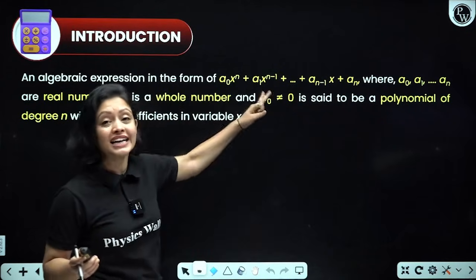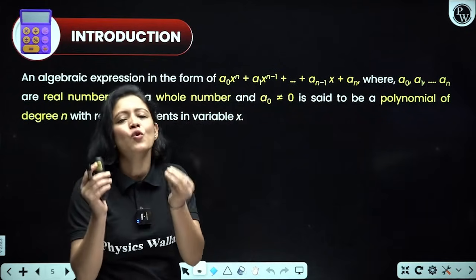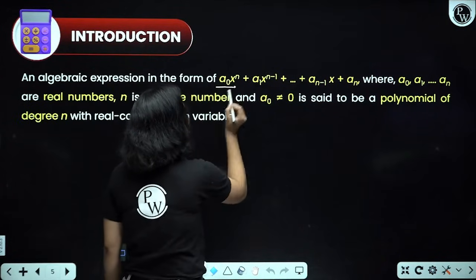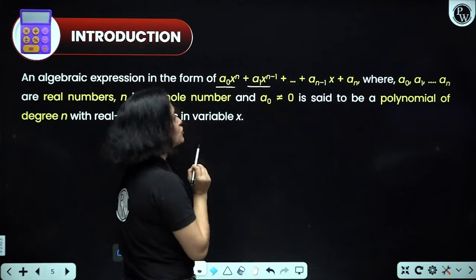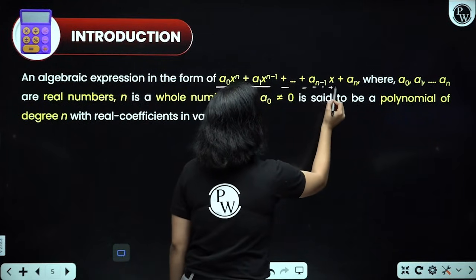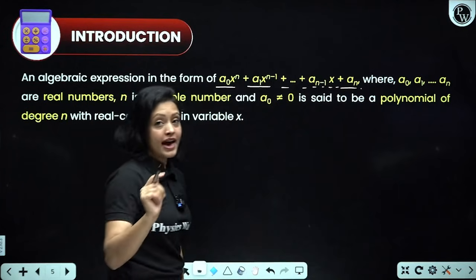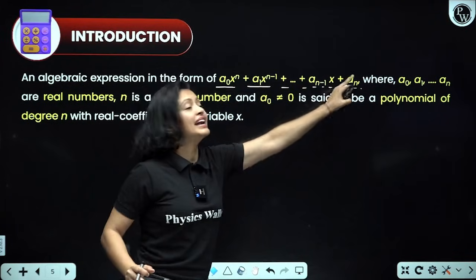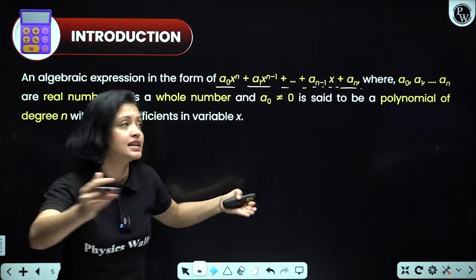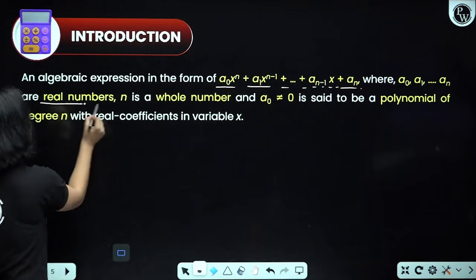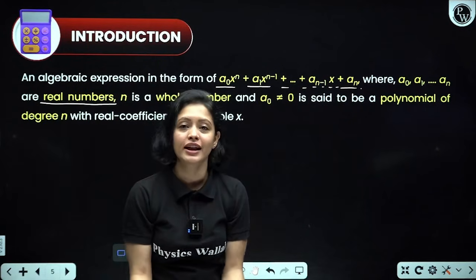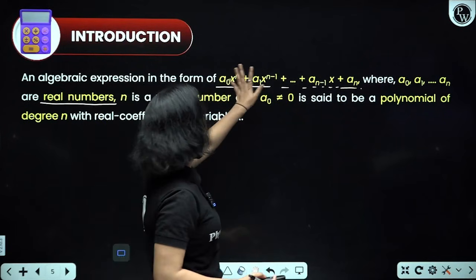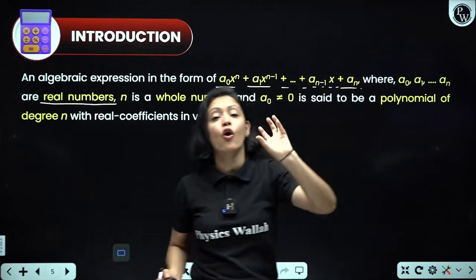Now let's come to the standard definition of a polynomial, which you all should know. An algebraic expression of the form a naught x raised to power n plus a1 x raised to power n minus 1 plus and so on, plus an minus 1 x plus an, where a naught, a1, a2, a3 till an minus 1 and an are all constants. Since we are dealing with the world of real numbers, these constants are specifically real numbers. So these things that are getting multiplied with your variable are all real numbers.